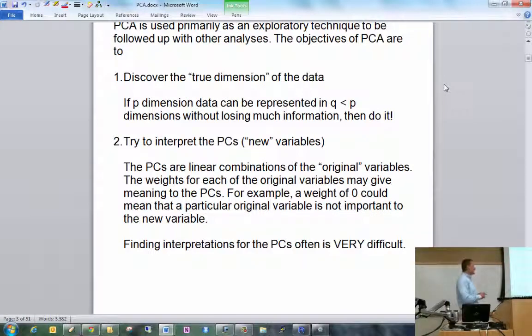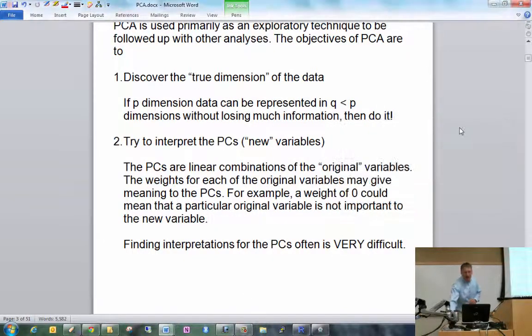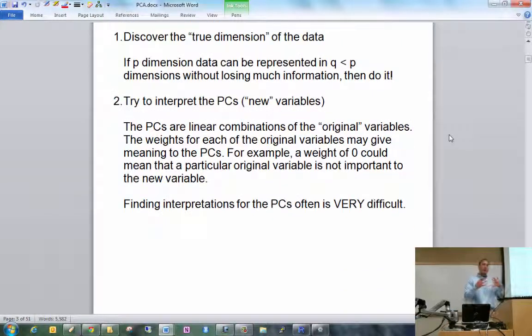Now, a second objective, which is not as important, but you hope to be able to achieve it, is to try to interpret these new variables, these principal components that you have developed. Now, as I mentioned to you before, basically these principal components are going to be linear combinations of your original variables. So let's just say I form a principal component like this.